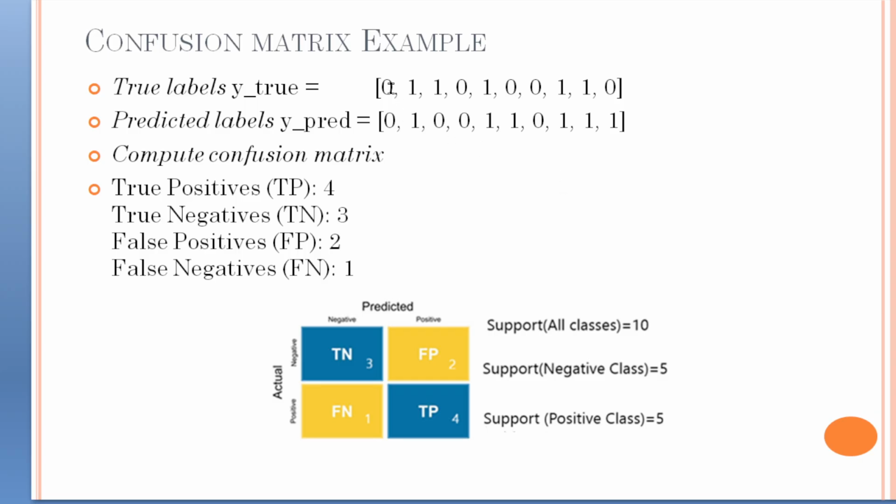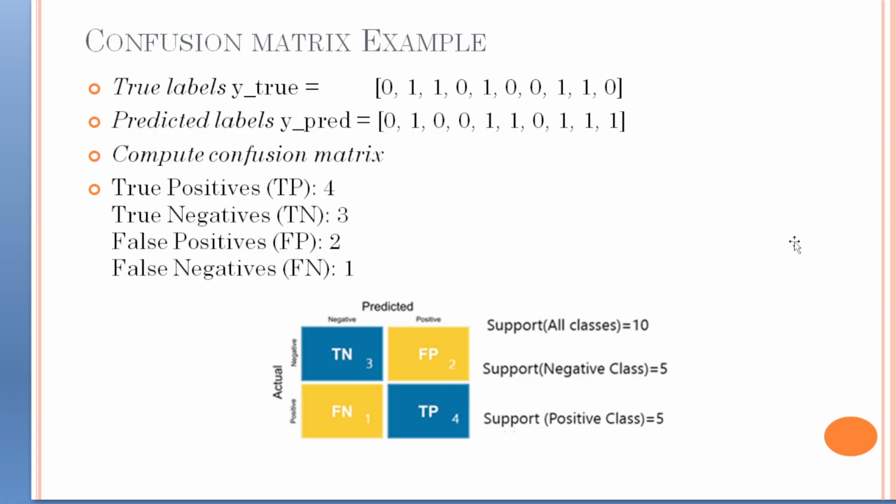Here we can see the true labels are 0 and 1, which means it is a binary classification problem. 0 represents the negative class and 1 represents the positive class. So how many records belong to the negative class? 1, 2, 3, 4, 5. In the true labels, we can count how many records belong to the negative class. There are 5 tuples that belong to the negative class, so support for the negative class is 5.